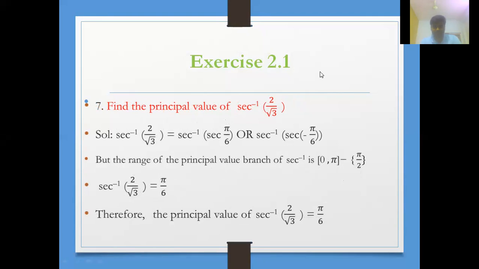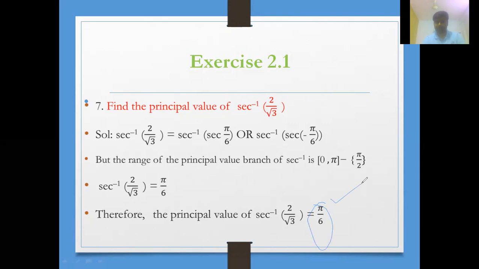Secant inverse of 2 by root 3. Can you say the answer directly? Yes, because even if you don't know the angle for 2 by root 3, do you know the angle for root 3 by 2 for cos? Because 2 by root 3 is for secant, obviously root 3 by 2 is for cos. For which angle? Cos 30. Correct. Cos 30 is root 3 by 2. Obviously secant 30 is 2 by root 3. It's a reciprocal, correct or not? That means directly the angle will be pi by 6. So answering directly is easy here.